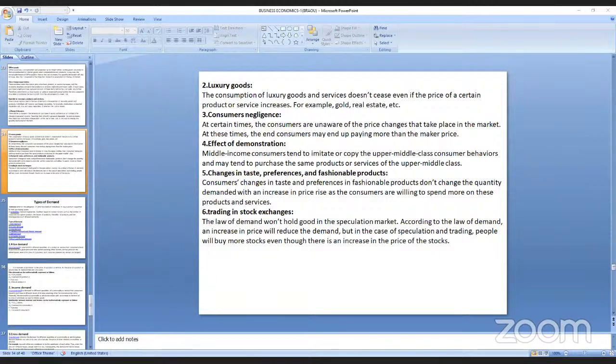Okay. And next is the change in taste, preference and fashion. When the consumer's taste and preferences change, that makes a fashionable product. When your tastes change, it gives fashionable products. So then the quantity demanded.